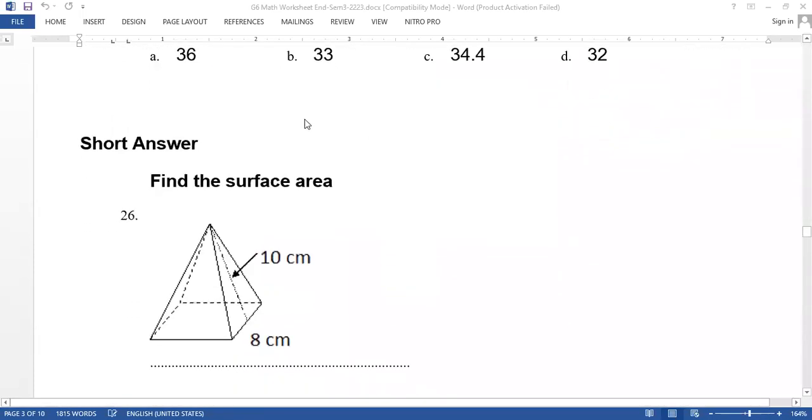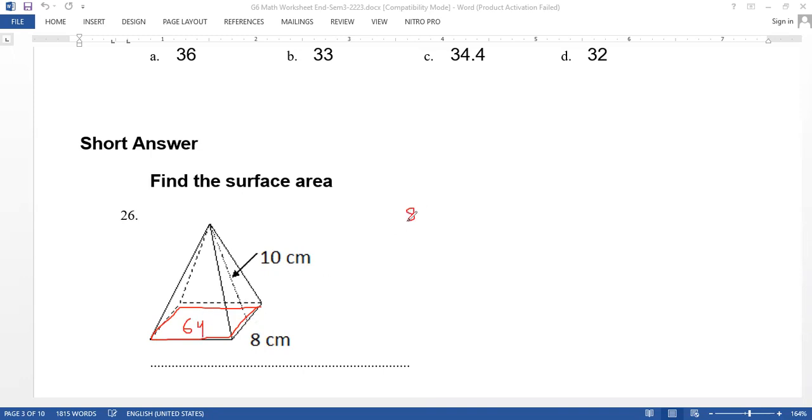Now, find the surface area. Short answers, you need to find the steps. This is a square pyramid. As you remember, we need to find the area of the square. All the sides are the same. The side of the square is 8. 8 times 8 is 64. You have to show your steps here.